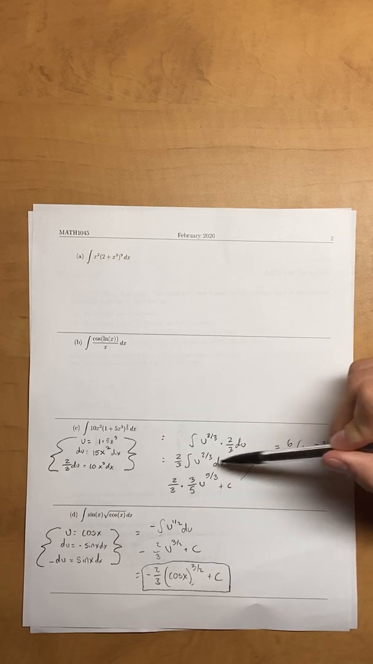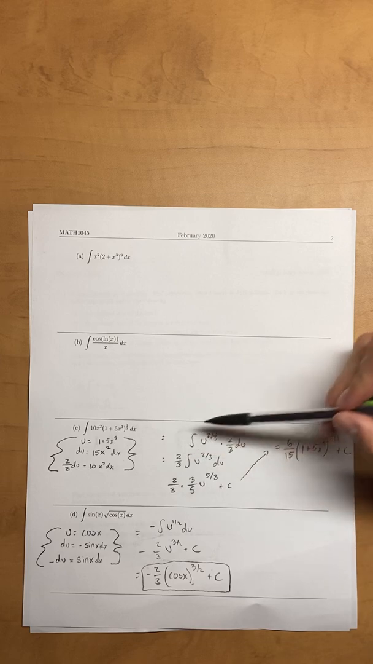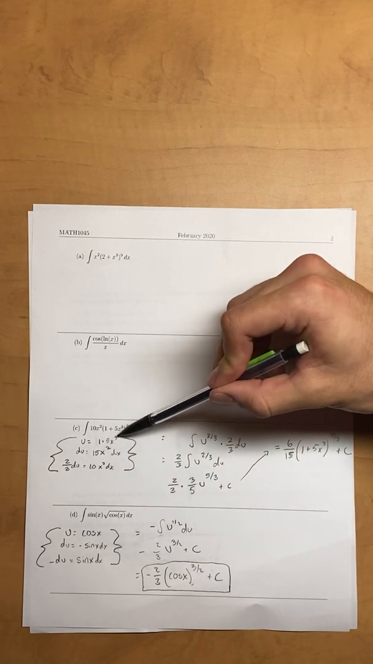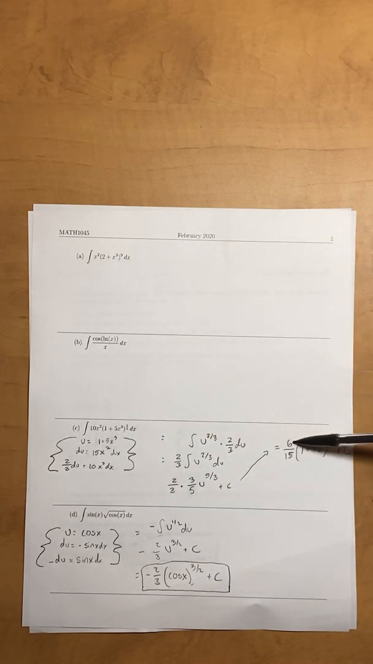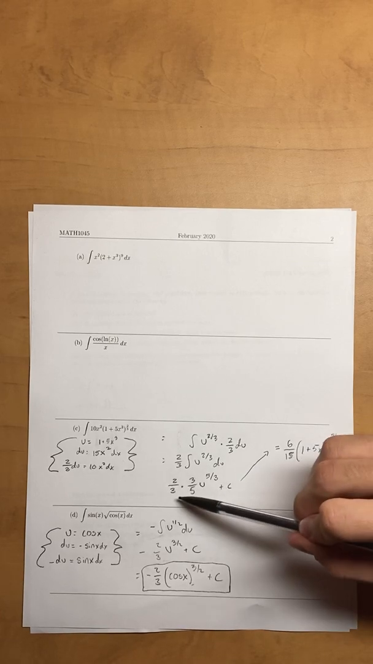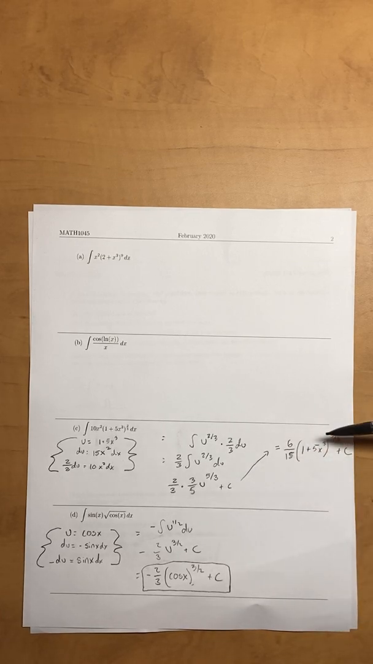And when you combine all these things together and put back the 1 plus 5x cubed in for u, you get 6/15 from multiplying these two fractions together, and then you substitute the u in, so 6/15 times 1 plus 5x cubed raised to the 5/3 plus c.